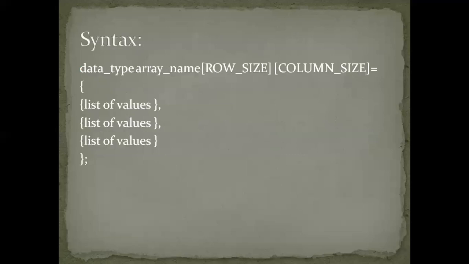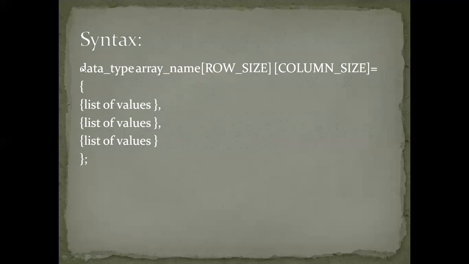The syntax for this compile time array initialization is data type, array name, row size, column size, equal to, and this is a single equal. There is a difference between double equal and single equal. Single equal means we are taking the right side value, but double equal is a comparison. For comparison purposes we use the double equal.